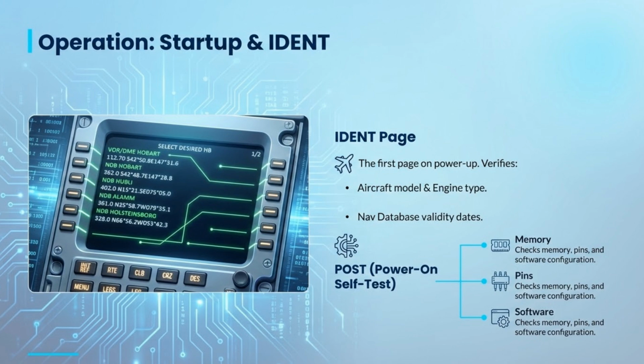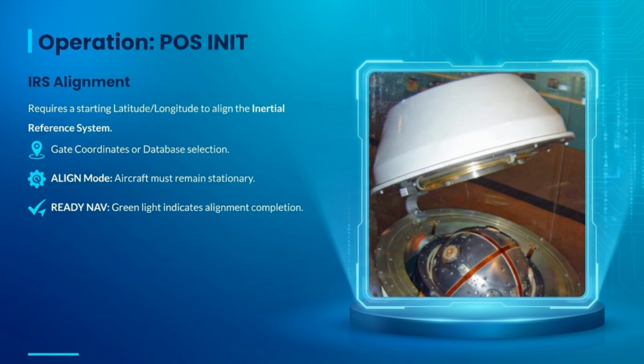Upon startup, the system performs a power-on self-test. The first page displayed is the ident page, which verifies the aircraft and engine type, as well as the validity dates of the navigation database. In the POS INIT operation, the Inertial Reference System, IRS, aligns itself. This requires a starting latitude and longitude. The aircraft must remain stationary until the green ready nav light indicates alignment completion.